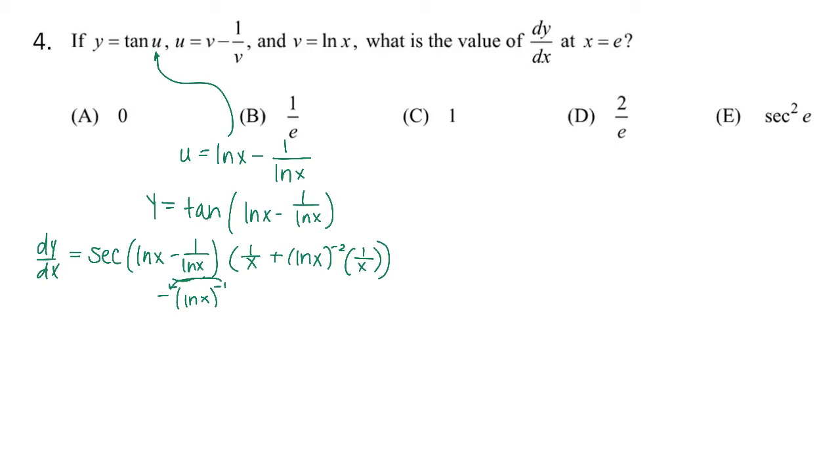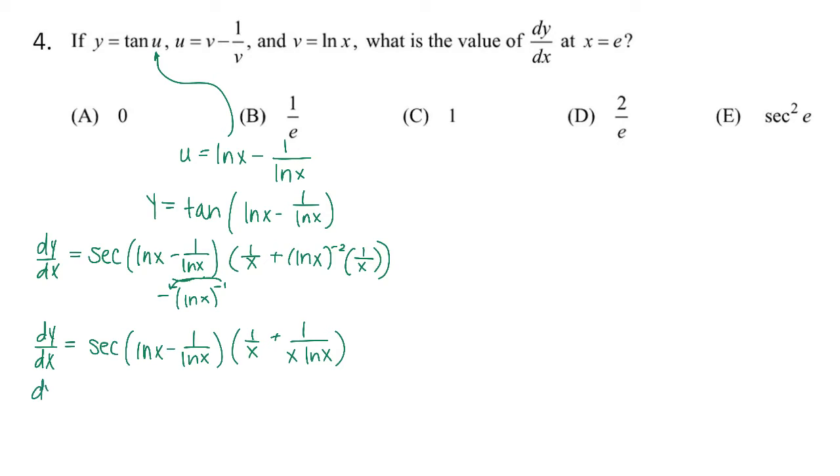So let's see if we can pretty this up a bit. So I have dy/dx. It's going to be secant of the natural log of x, minus 1 over natural log x, times 1 over x, plus, and all of that is going to be x times natural log x. Sorry, not crap, awesome math stuff. Now I need the value of all this awesome math stuff at e.